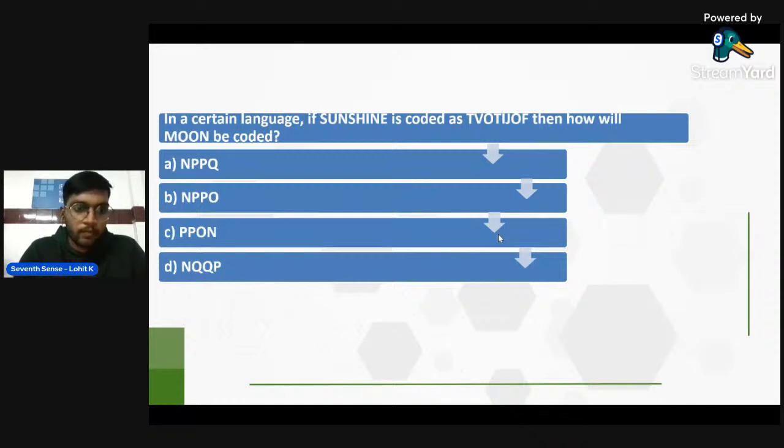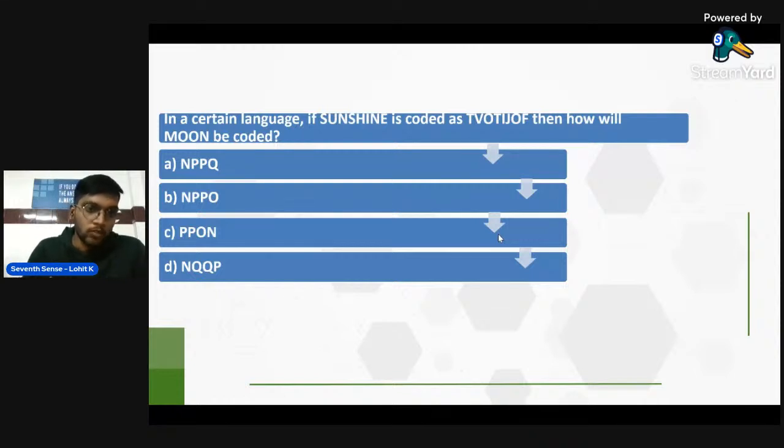B, NPPO. Okay, what they are doing here, they are doing the plus 1 here, right? S plus 1 is T, U plus 1 is V here, N plus 1 is, that is 14 plus 1 is O, that is 15, right? So they are doing plus 1 here. So do the same thing plus 1 for moon here. So M plus 1 is how much? That is N. O plus 1 is 15 plus 1 is 16. 16 is representing P here.